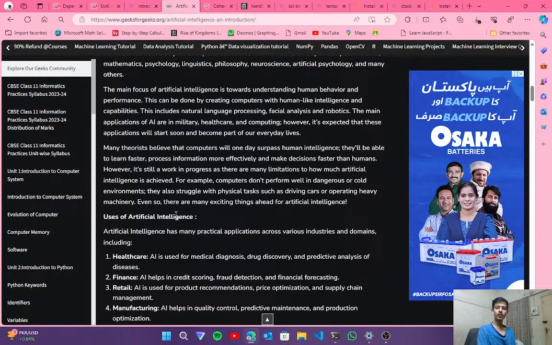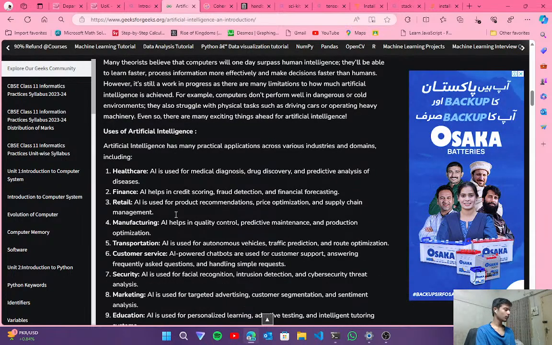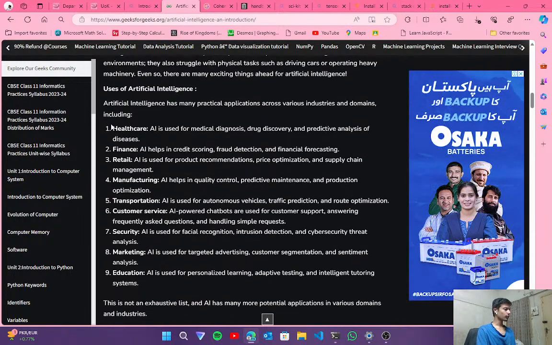Uses of AI. AI is used in a lot of scenarios, and the most important one is healthcare. AI has many practical applications across various industries and domains, including healthcare. AI is used for medical diagnosis, drug discovery, and predictive analysis of disease. Finance. AI helps in credit scoring, fraud detection, financial forecasting, like in bank fraud detection systems. Evaluation of the location and the frequency of how much the account is being used can be used for fraud detection.